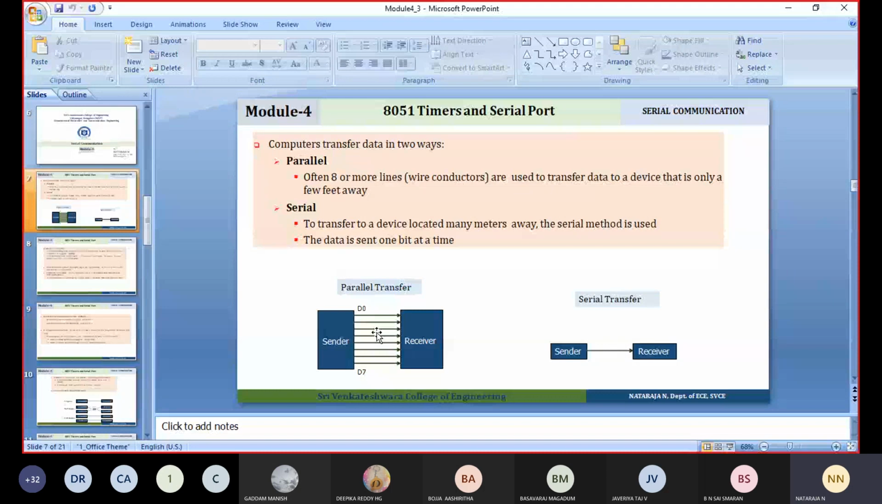It means that if a sender wants to transmit data, one bit, that is logic 0 or logic 1, it can transmit once. Again after that we can transmit a second bit. In the case of parallel, 8 bits we can transmit at a time, but in serial data transfer we are going to transmit only one bit at a time. Please make a note of this diagram, both parallel transfer and serial transfer, and make a note of this theory. Next we'll go to the next slide.